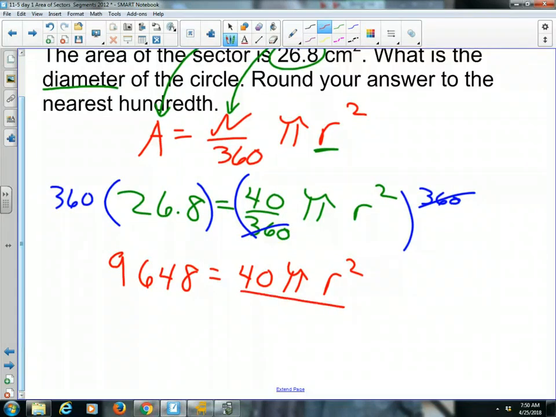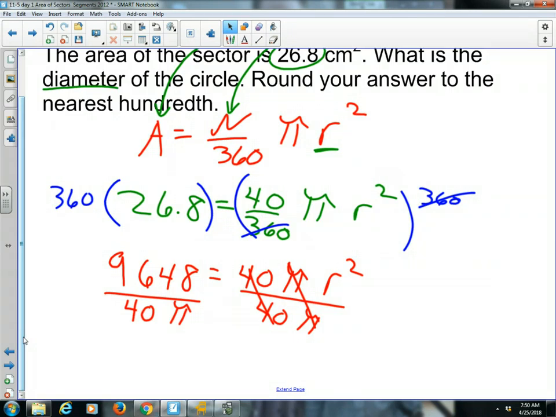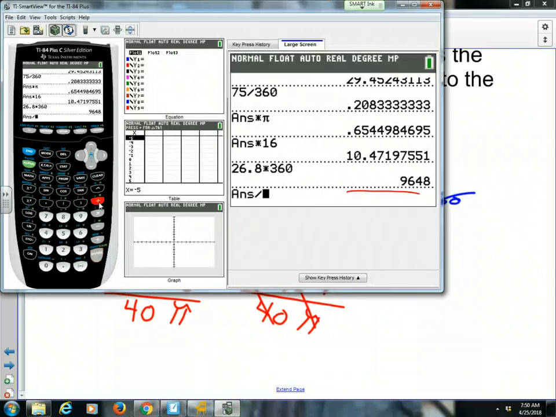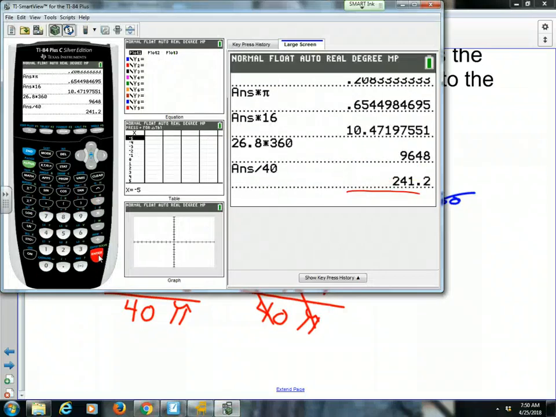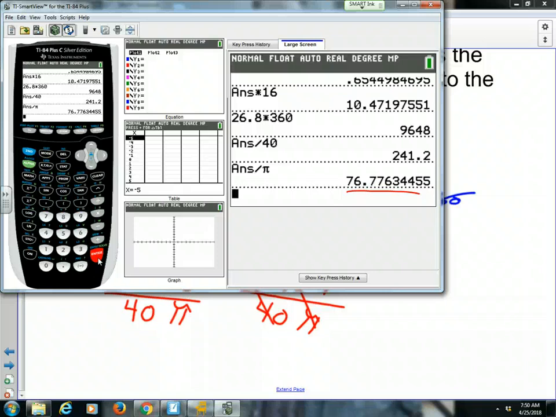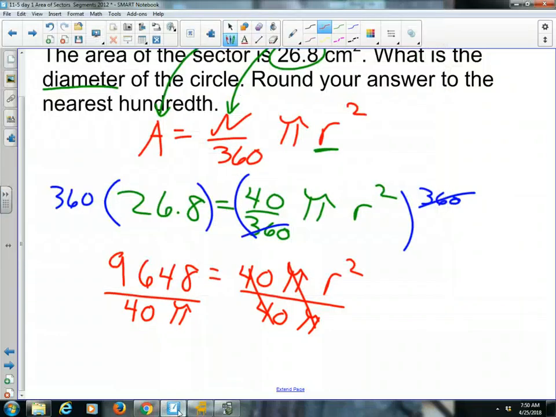Let's divide by 40 and let's divide by pi and we'll get r squared by itself. So we'll approximate this. We'll use the pi button in our calculator. 9,648 divided by 40 is 241.2, and divided by pi, so 76.78. 76.78 equals our radius squared.